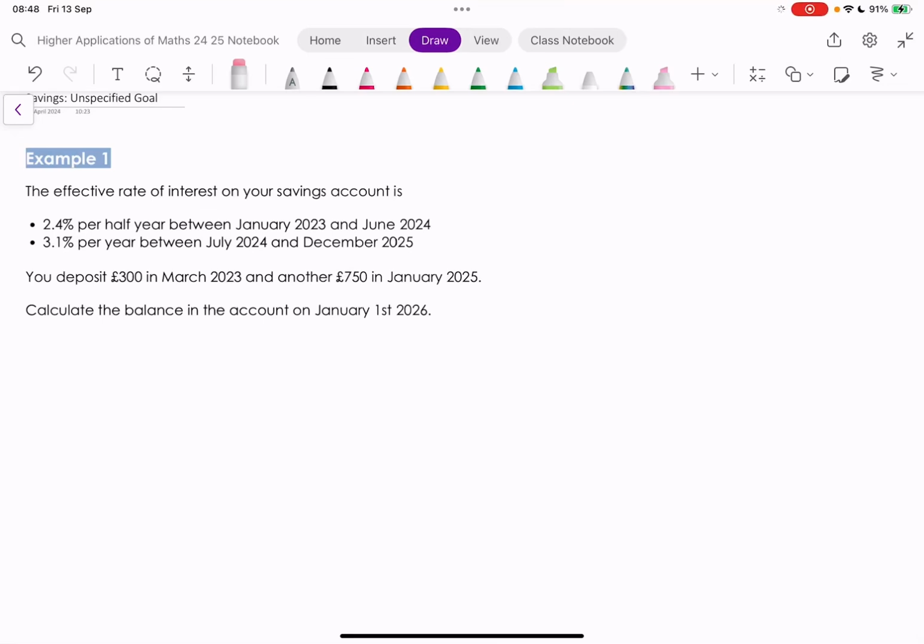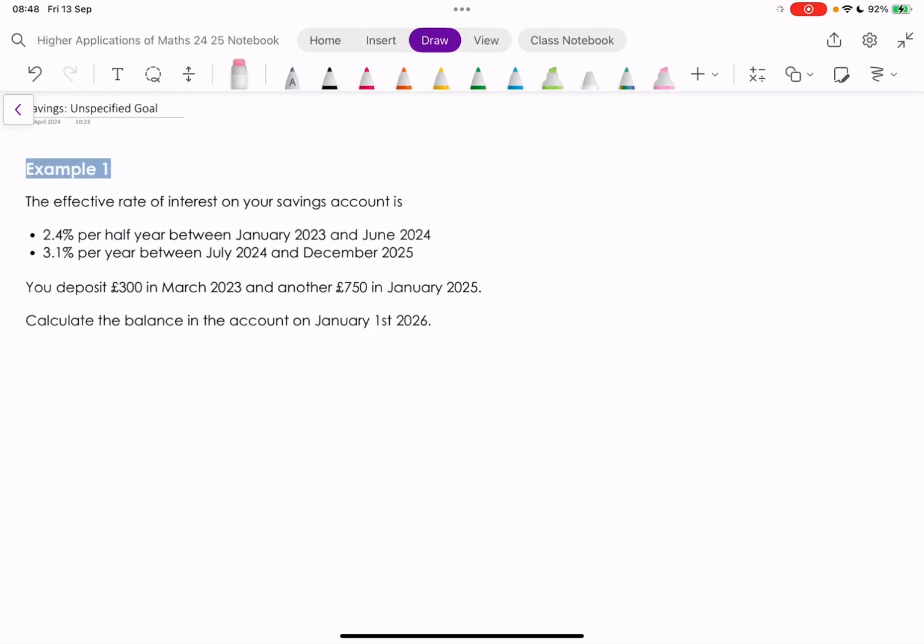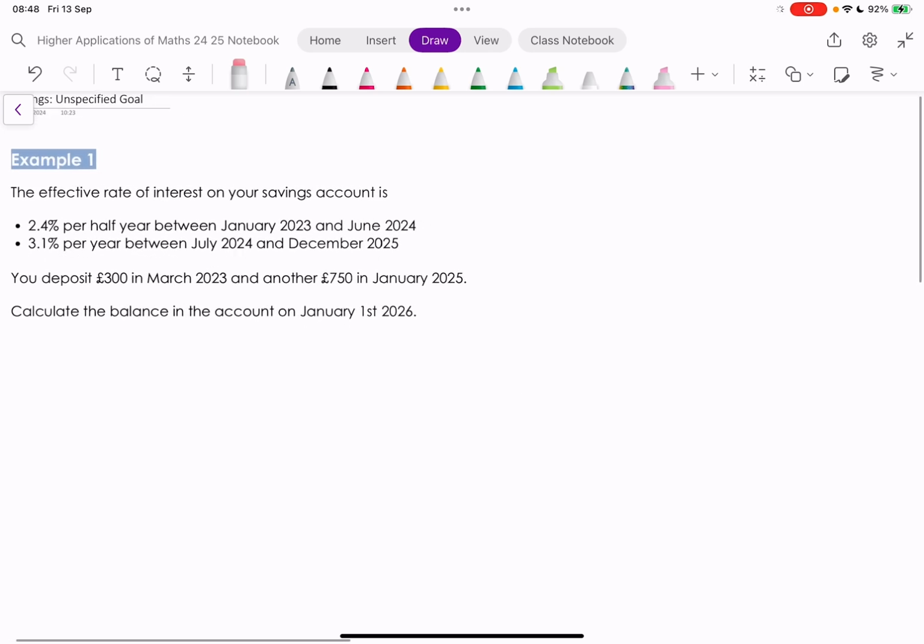Okay, so we're going to do a little bit of savings, and this is nothing new. We've done this all already, just the information might be presented in a slightly different way. So we're going to pop two different amounts into a savings account. £300 is going to go in March of 23, £750 is going to go in January of 25. And we just want to find out how much the balance in the account will be on January the 1st, 2026.